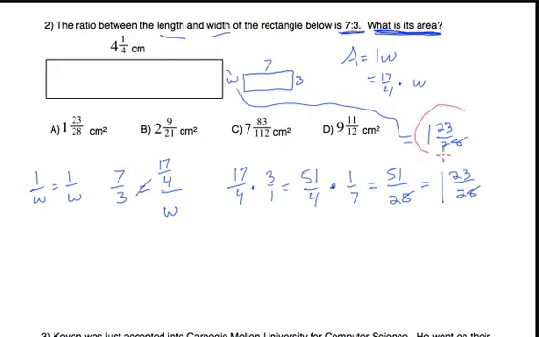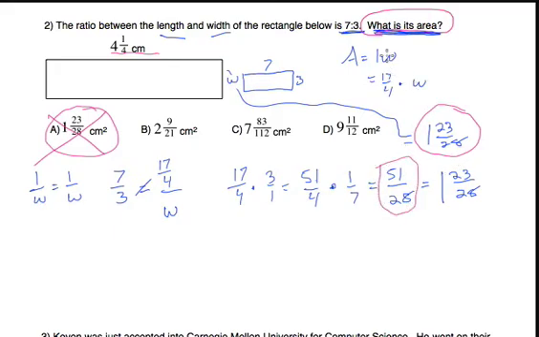So, I'm guessing about half of you said A. And you would be wrong. That's not the answer. What's our answer? It asks us for, what's our question? What is its area? We want to know the area. We know the length. We now know the width, which is, I'm going to use the mixed number, 51 over 28.